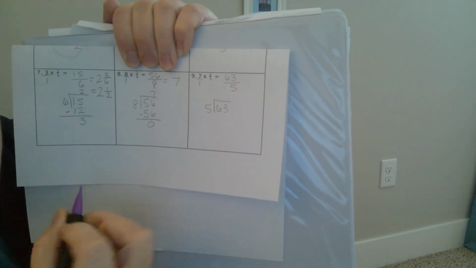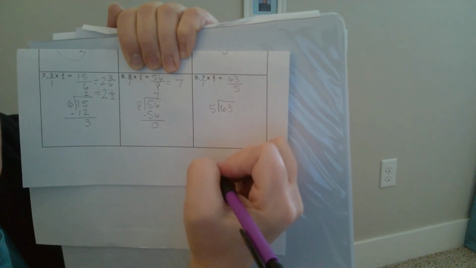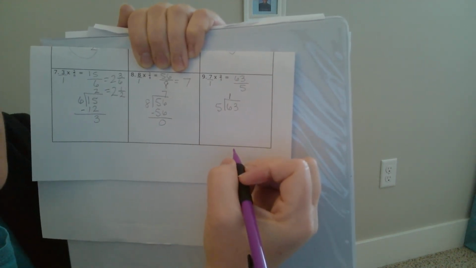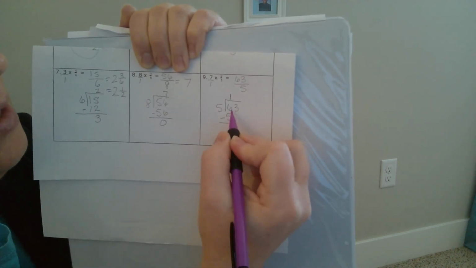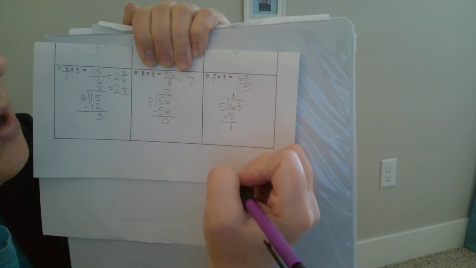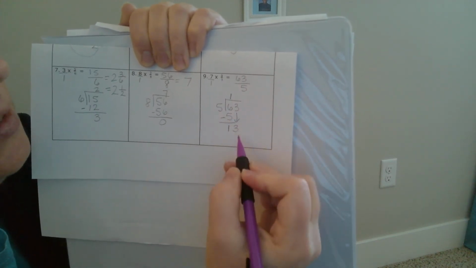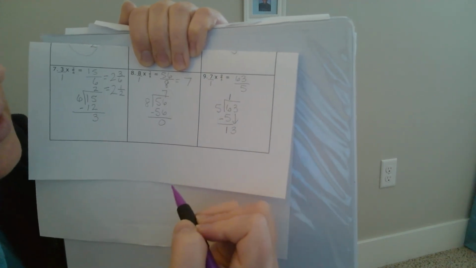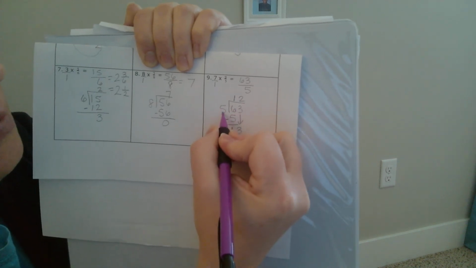Oh, we get a bring down here. So divide. How many times does 5 go into 6? Yeah, just once. 5 times 1 is 5. Going to subtract. 6 take away 5 is 1. Now we get to bring down that 3. And then we start all over. Divide. How many times does 5 go into 13? 5, 10, so 2.